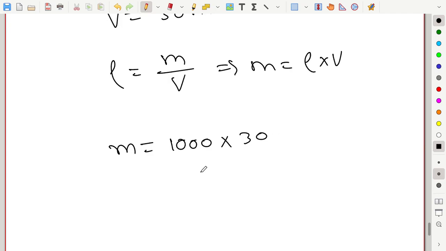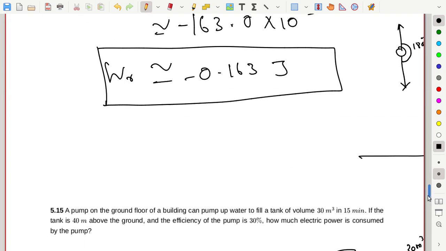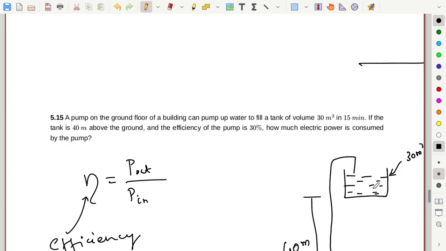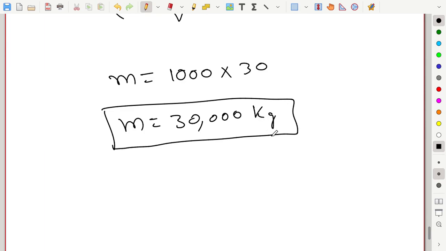So it happens to be 30,000 kg. This is the mass of the water in a volume of 30 meter cube. So this tank now contains 30 tons, or 30,000 kg, of water.